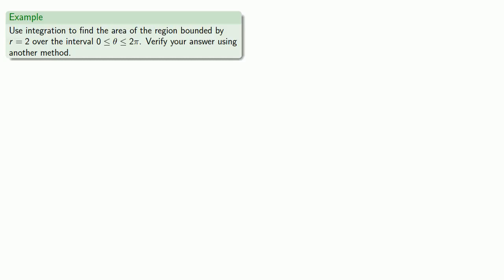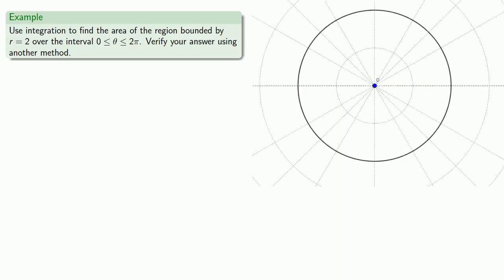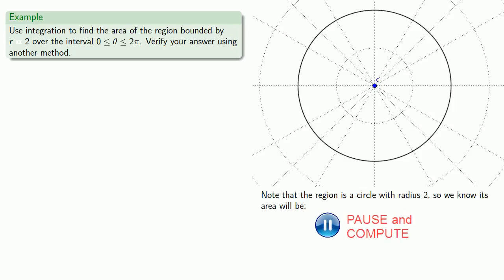So let's try it out, and because this is a new method, let's make sure that it actually works in a case where we know what the answer is supposed to be. So let's use integration to find the area of the region bounded by the curve r equals 2 over the interval theta between 0 and 2 pi. So first, we'll graph the region. And since r is always equal to 2, our distance from the pole is always 2, which means that this region will be a circle with radius 2, and we know the area.